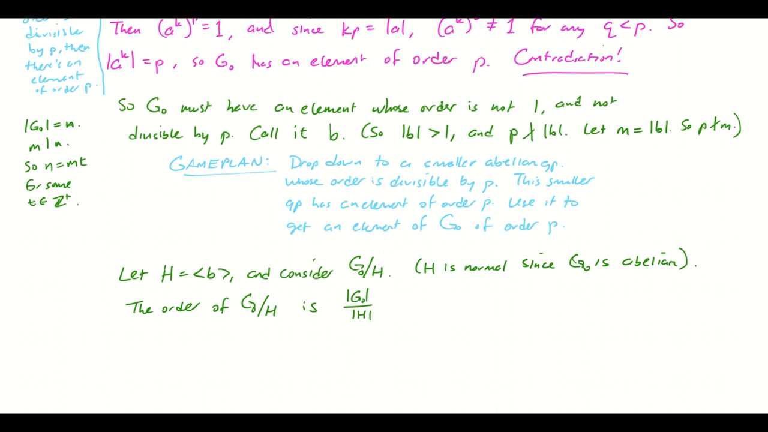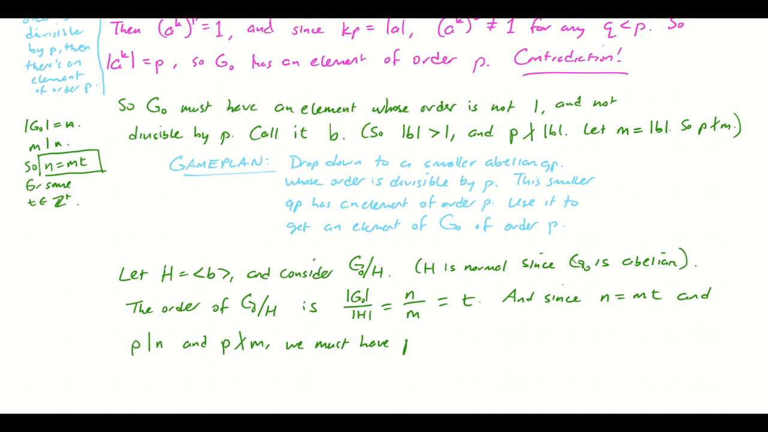But now we also have names for all of these orders. Like we said that the order of G naught was N, and the order of H was M. And we said that N divided by M was T because we said that N was equal to M times T. And since N is equal to M times T, and P divides N and doesn't divide M, we must have P dividing T. And that's because we know that if P doesn't divide M, P must be relatively prime to M. So if P divides the product, and P is relatively prime to M, that means P has to divide T.